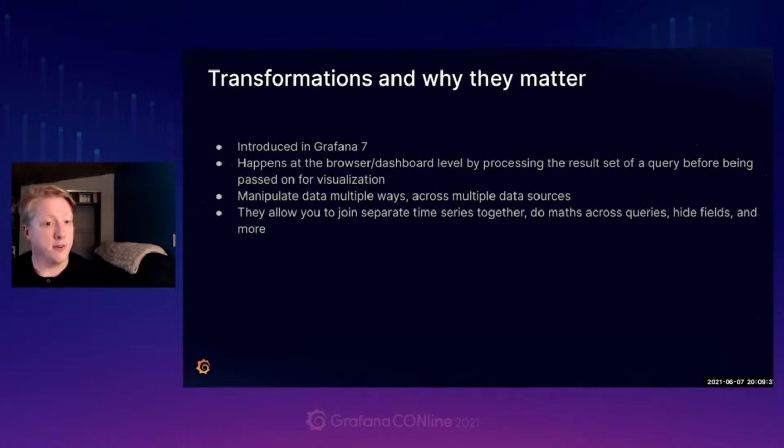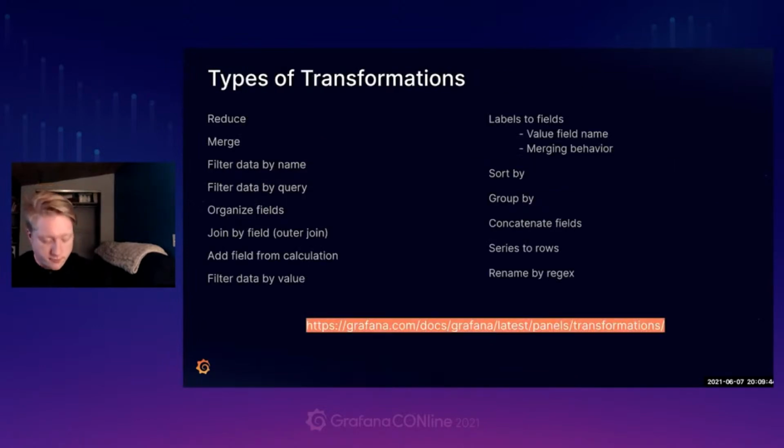Now it's probably time to talk about the different kinds of transformations that we have as well. We have things like reduce, merge, filter data by name or by query. We can organize these fields, and we can join the fields using outer joins.